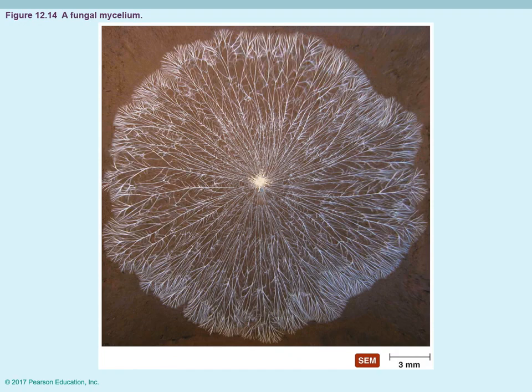When you have a mass of the hyphae, that is called mycelium. So each one of these individual strands would be a hyphae, but the entire thing, this whole entire mass, you refer to as mycelium.